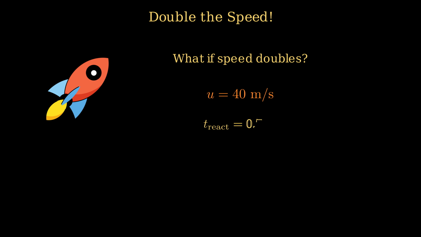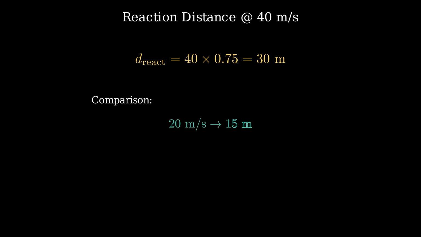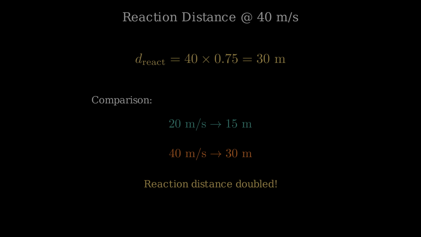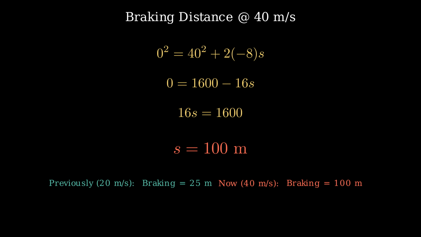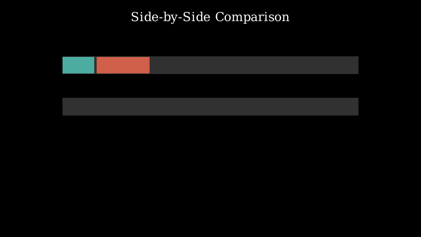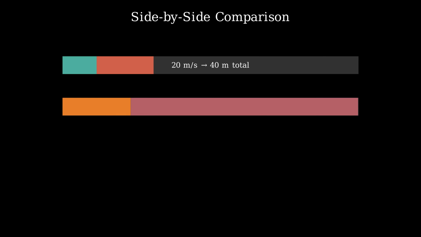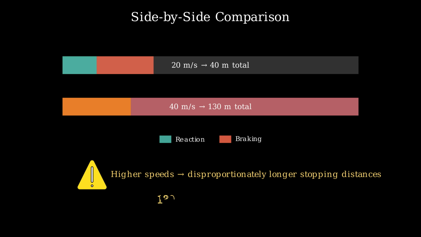What if you were driving at double the speed, 40 meters per second? The reaction distance is now 0.75 seconds times 40 meters per second, which is 30 meters. Already the reaction distance has doubled. But the braking distance increases dramatically. Using v squared equals u squared plus 2as, we get 0 equals 40 squared plus 2 times negative 8 times s. The total stopping distance at 40 meters per second is 30 plus 100, which is 130 meters.